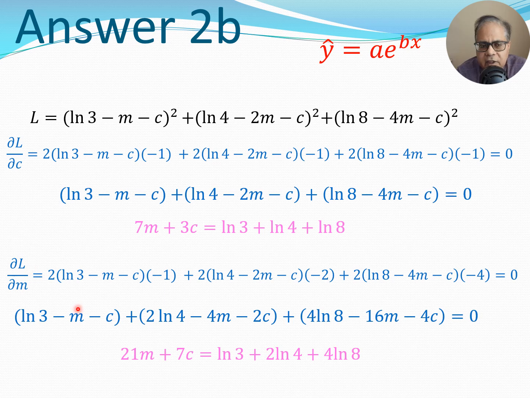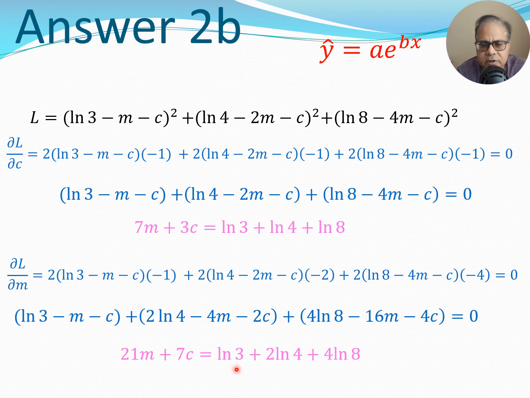Now the next derivative is dL by dm. So in that case again we get all these terms, 2 into that expression, and then we have to differentiate the minus m term here, which gives me minus 1. The minus 2m term gives me minus 2. The minus 4m term gives me minus 4. Remember here c is treated as a constant, and so again I expand this out, I remove these 2's here, I remove the negative signs, and so the first term here remains exactly the same. The second term here gets multiplied by the 2 here, and the third term here gets multiplied by the 4. And then I simplify this equation and I get this equation here.